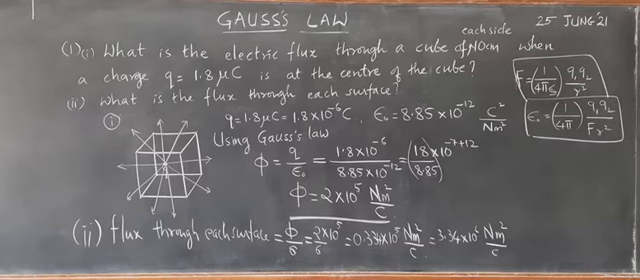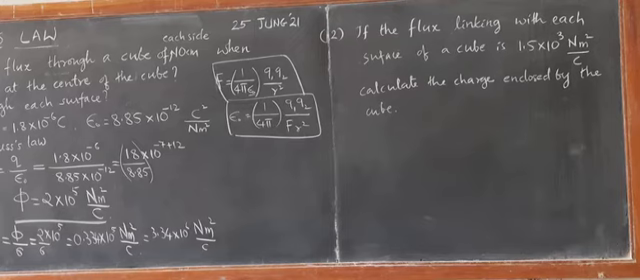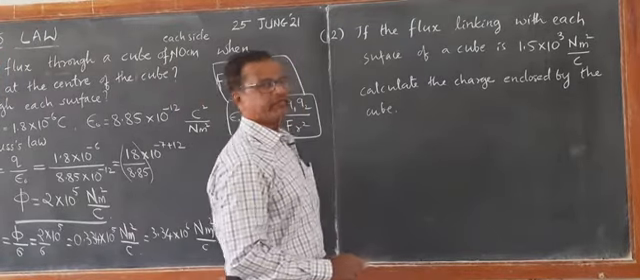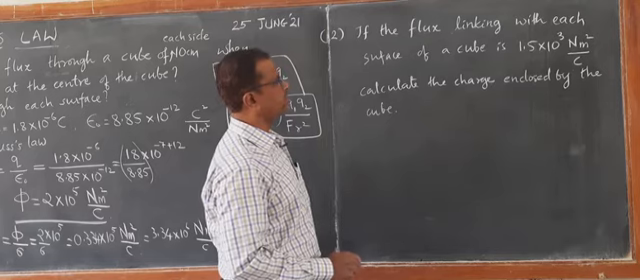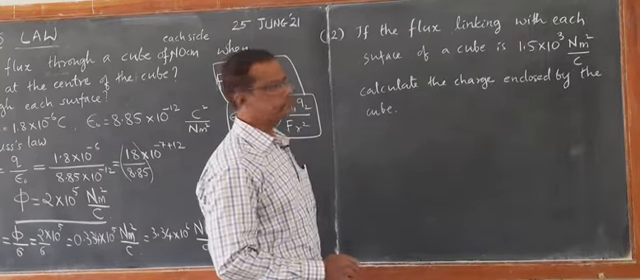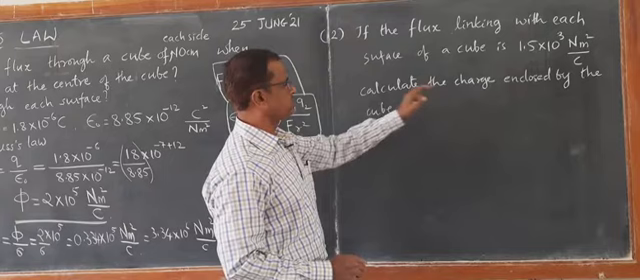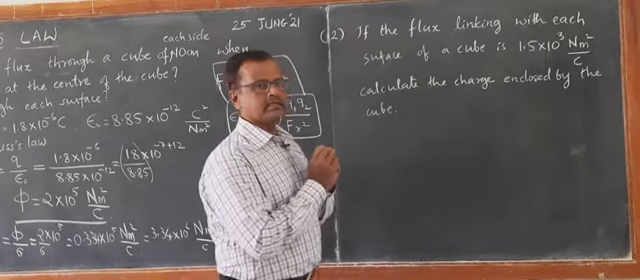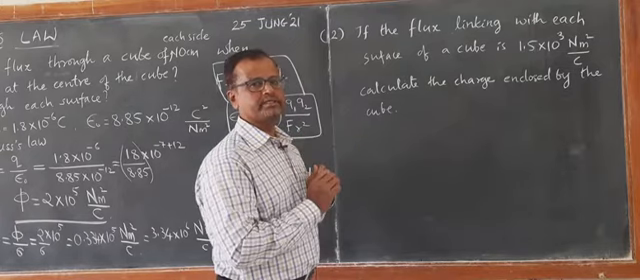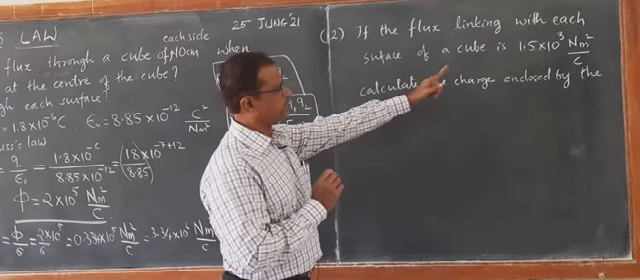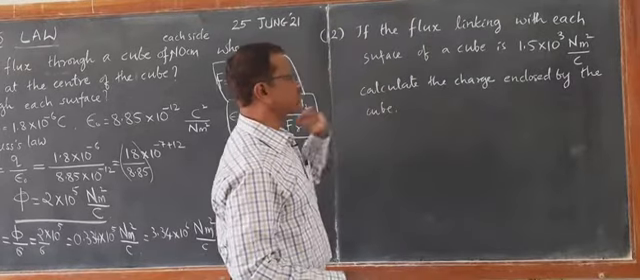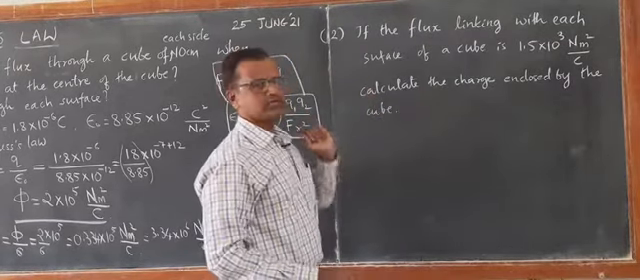Second example. Now, look at the second problem. If the flux linking with each surface of a cube is 1.5 into 10 raised to 3 Newton meter square per coulomb, calculate the charge enclosed by the cube. Now, here flux linking with each surface of a cube is given, 1.5 into 10 to the power of 3 Newton meter square per coulomb. What is the charge enclosed by the cube?